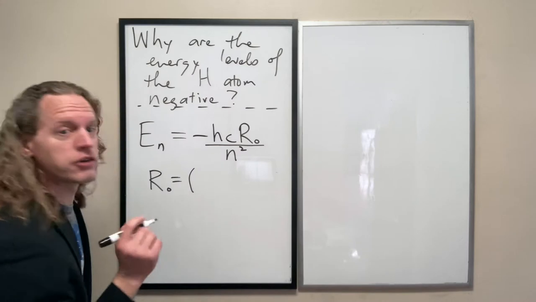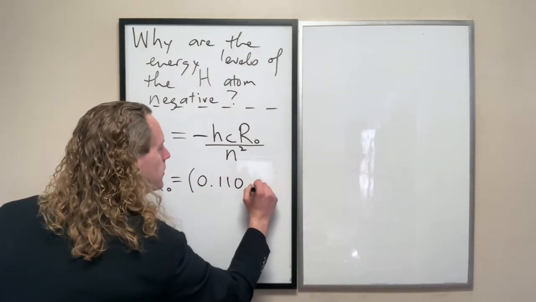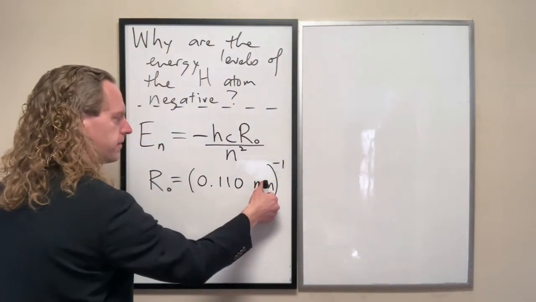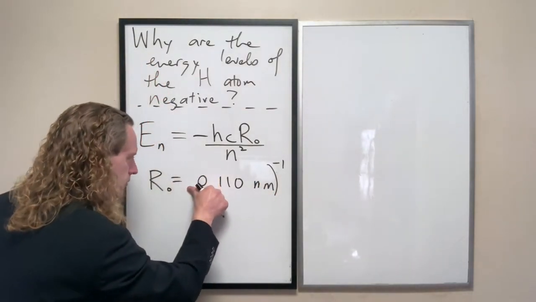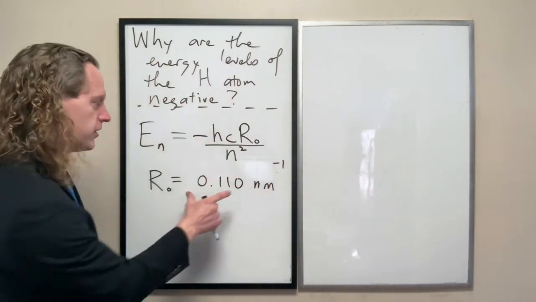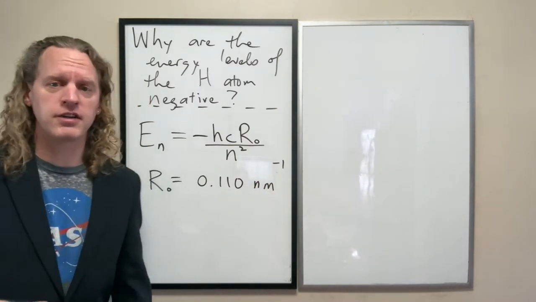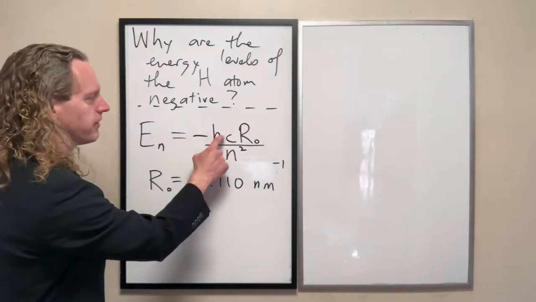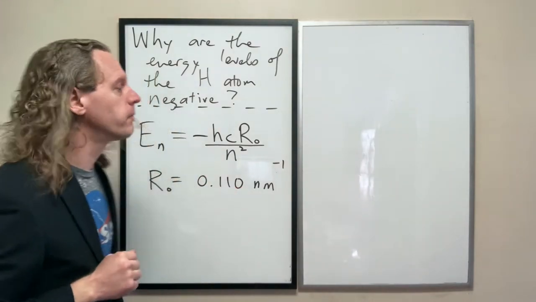I originally wrote it wrongly as 0.110 nanometers with everything to the negative first. Now that's wrong. There should not be parentheses. It should only be the units that are raised to the negative first. The constant actually is not. So some of the miscalculations that I did, for example, for the numeric value of hc, the reason why I was wrong in that was actually I was inverting that number, which was wrong.